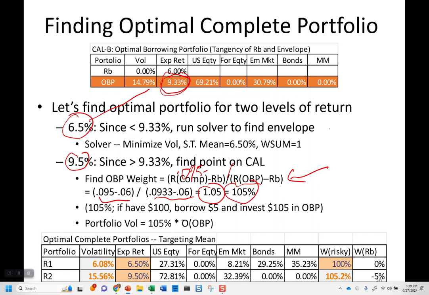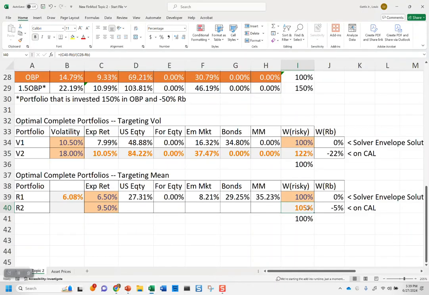So, drawing a picture, I have my envelope, I got my tangency line. I'm going to put 105% of that money into that optimal borrowing portfolio, and it's just going to be right next to that point right there. So, back to the spreadsheet. Looks like I did the calculation for you. I'll take my 9.5 minus 6 divided by my 9.33 minus 6. The 9.33 is the mean return of the optimal borrowing portfolio.